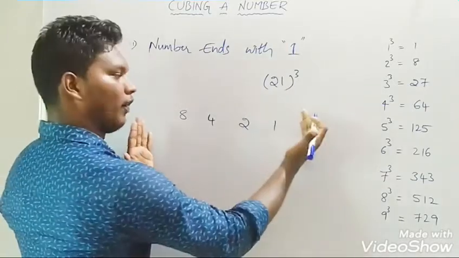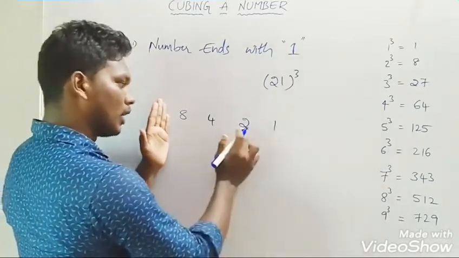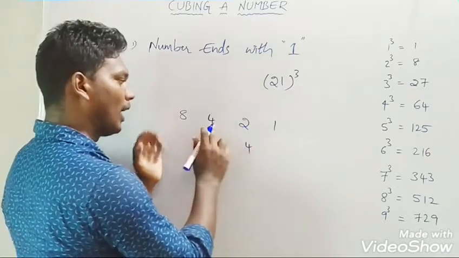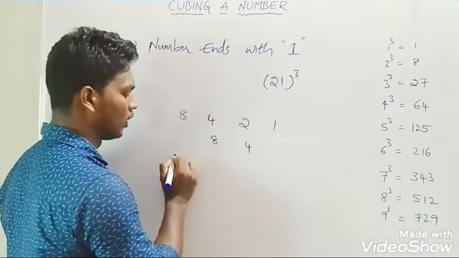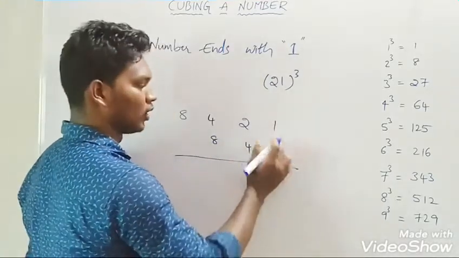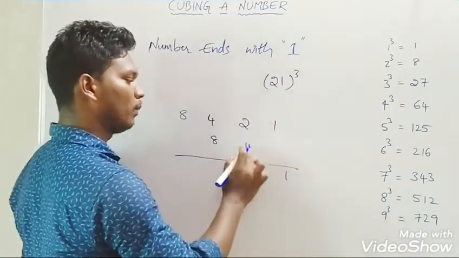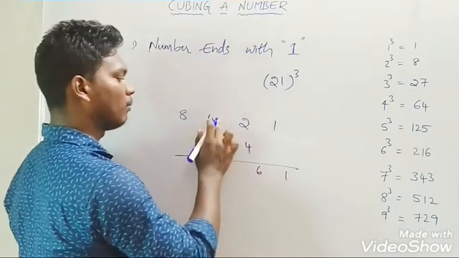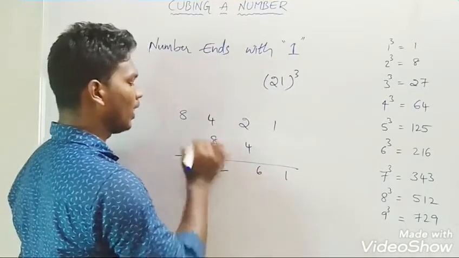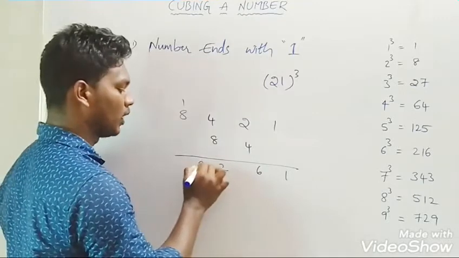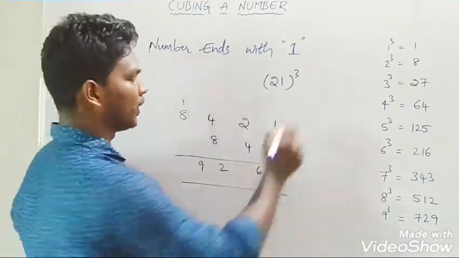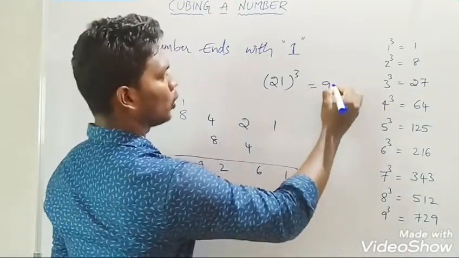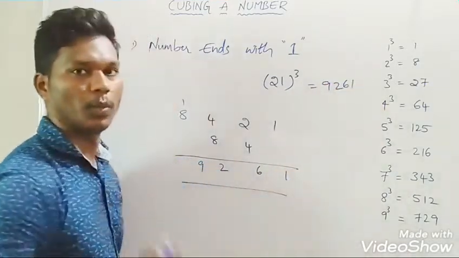And again leave the first number and the last number. Double the number will be 4 and double the number will be 8. 2 double 4, 4 double 8. Understood, friends? So now addition: 1, 2 plus 4 will be 6 and 8 plus 4 will be 12. 8 plus 1 will be 9. So finally the value of 21 cube is 9261. Hope you understood, friends.